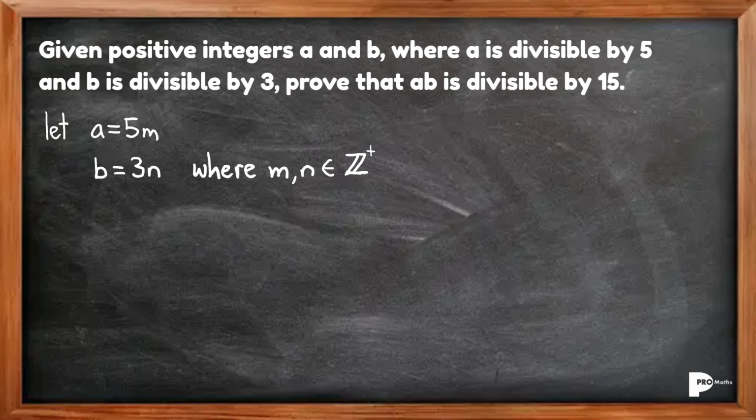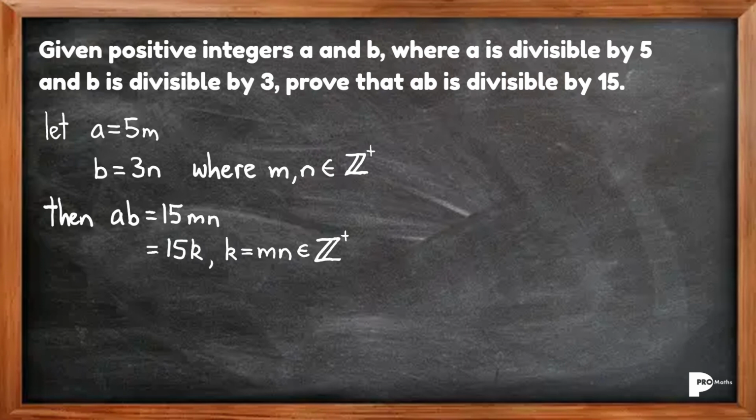Then ab equals 15mn, which can be written as 15k, where k is an integer, since mn is an integer. You're multiplying 2 integers, and that will always be an integer. Again, you don't need to prove this. Therefore, ab is divisible by 15. Let's do the final proof.